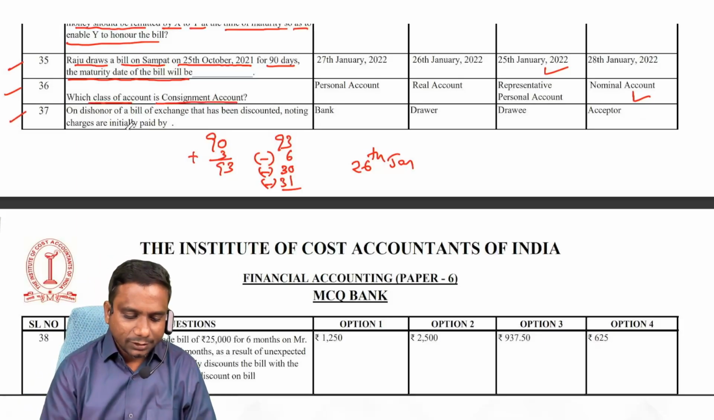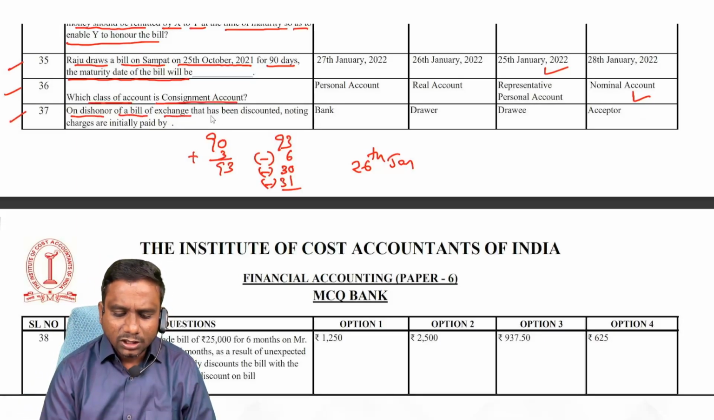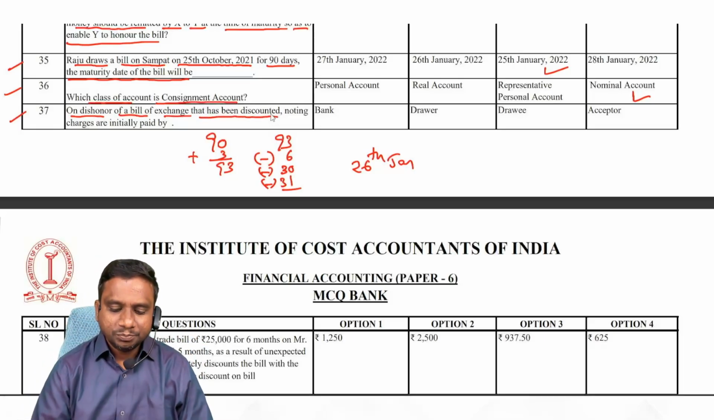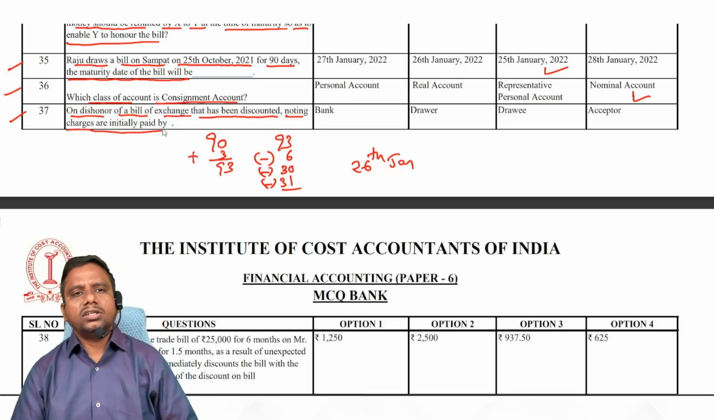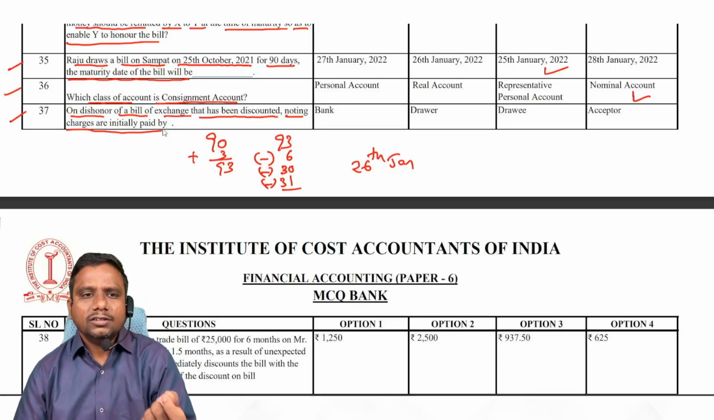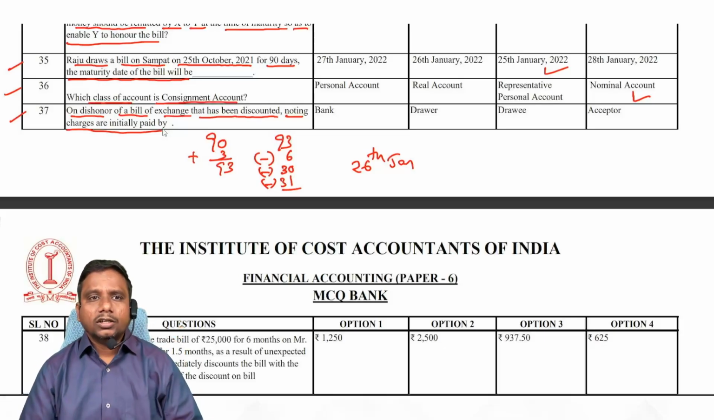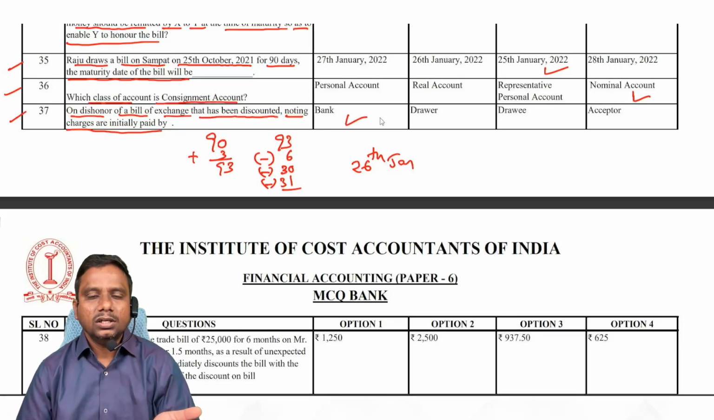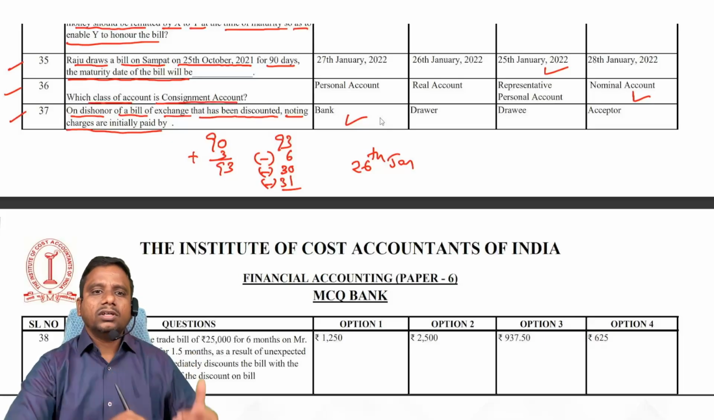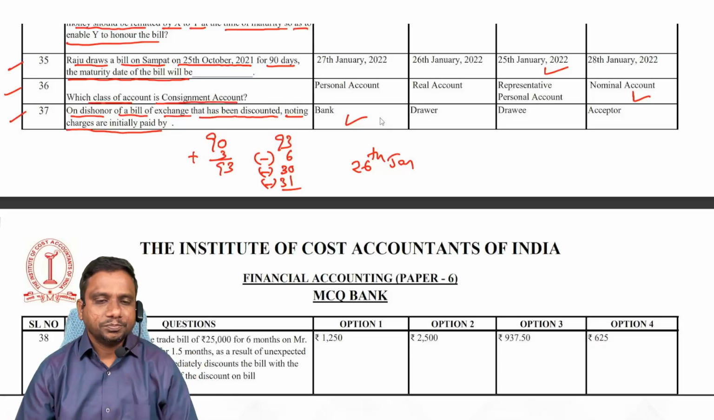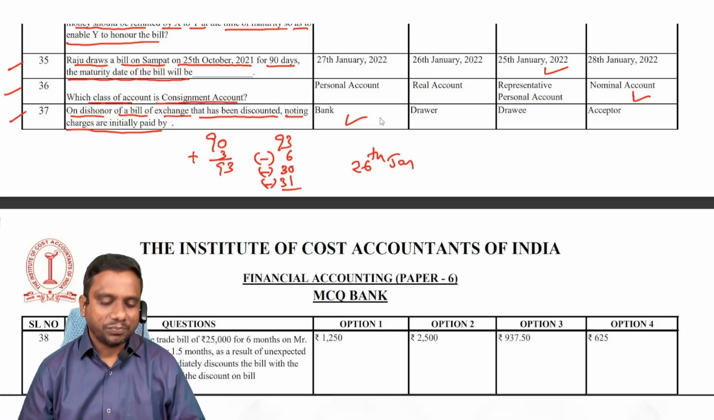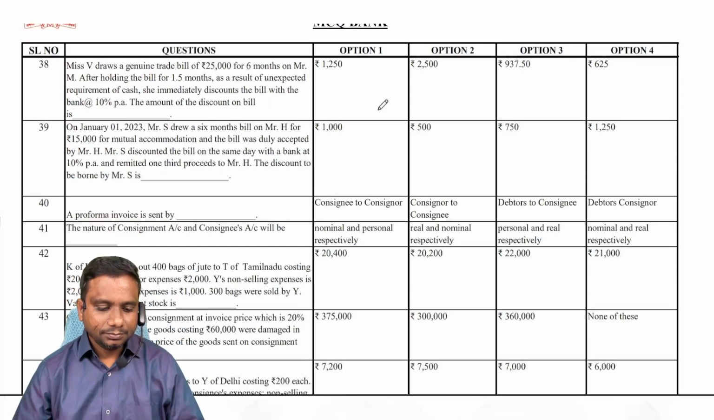Next one, 37. On dishonor of a bill of exchange that has been discounted, noting charges are initially paid by whom? Generally, first the holder of the bill pays. Now the bill is discounted, so who is the holder of the bill? The bank. So initially the bank will pay the noting charges. The bank will recover from the person who discounted this bill, and that person will recover the noting charges from the previous person. So ultimately, who will bear these noting charges? Roy. Next, 38th.